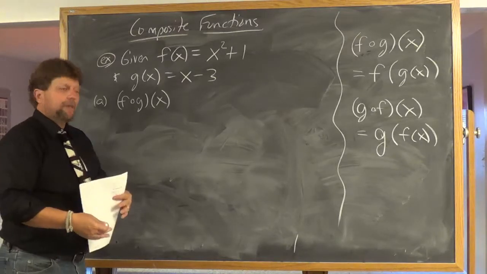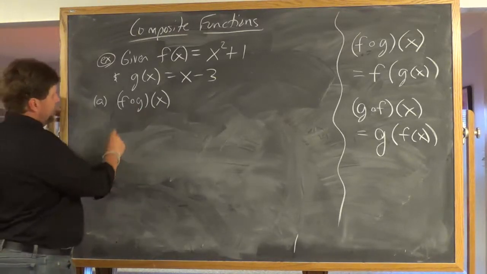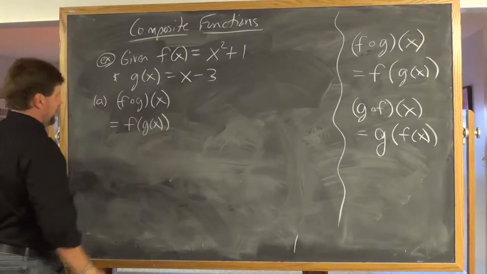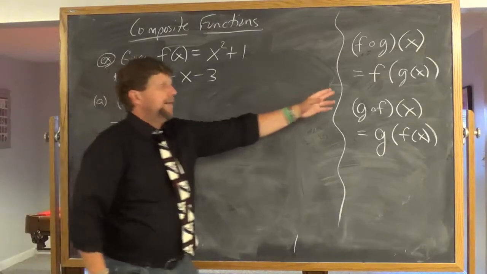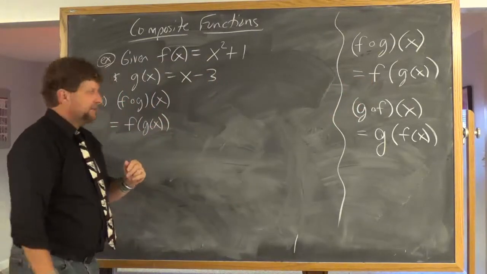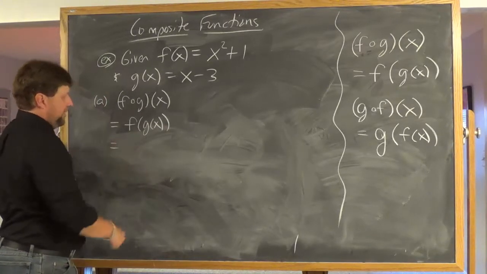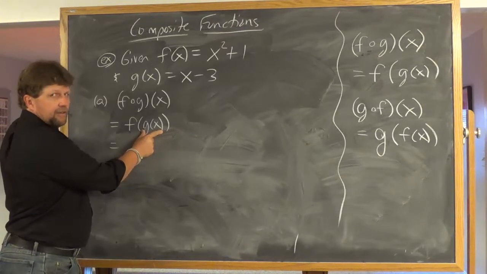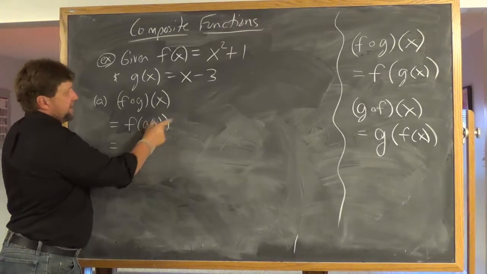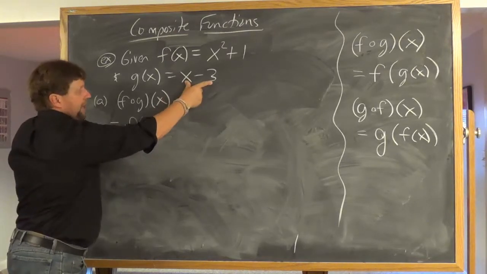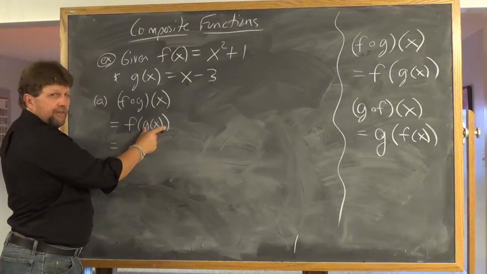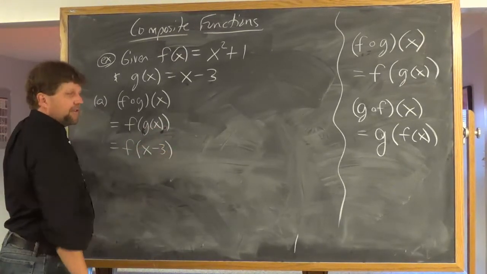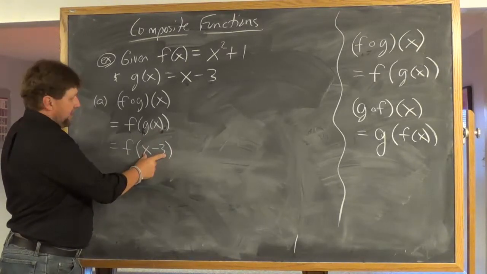Okay, here's what I tell people to do. You see f of g of x, the first thing you do, just write down f of g of x. I mean, it's just writing down the definition, writing down what it means. Now, you're supposed to do f of g of x. Well, what's g of x? g of x is x minus 3. So we're putting x minus 3 in place of g of x. So we have f of x minus 3.